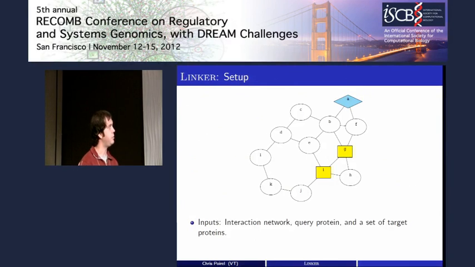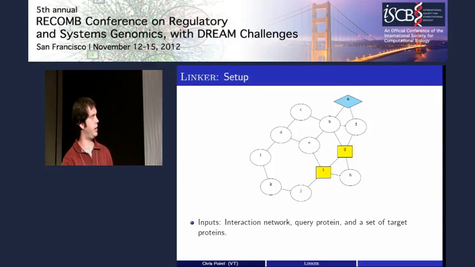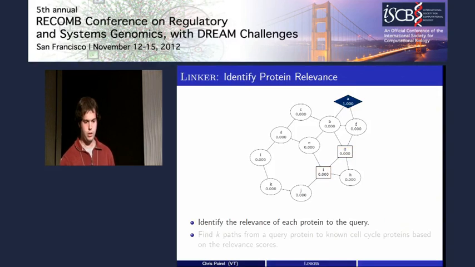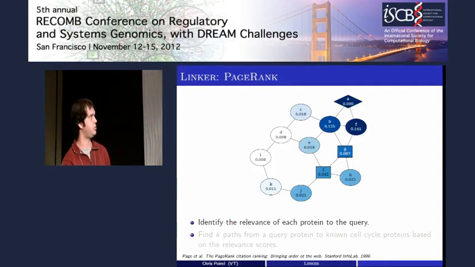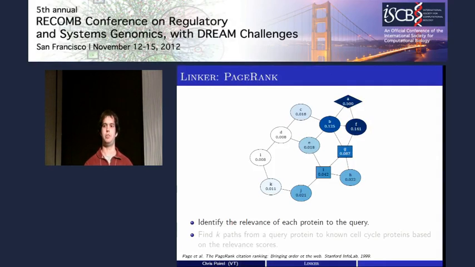So here's the setup. We've got 3 inputs to the method: the interaction network, the set of target nodes, and a single source protein. This is the query we'd like to include in the model. In the first stage, we identify the relevance of each protein to the query. So we start by marking that query node. And then using a random walk-based approach, we propagate information about this node throughout the network. This is well known in the literature as PageRank. It's a random walk with restarts, so you may have heard of this before.